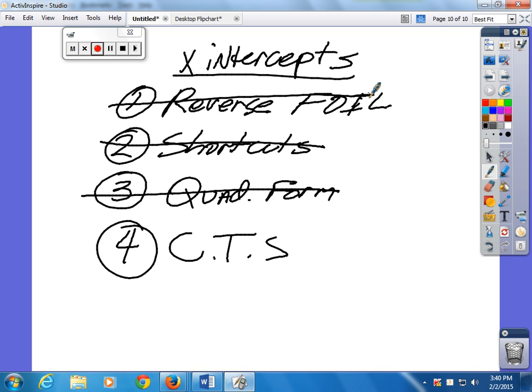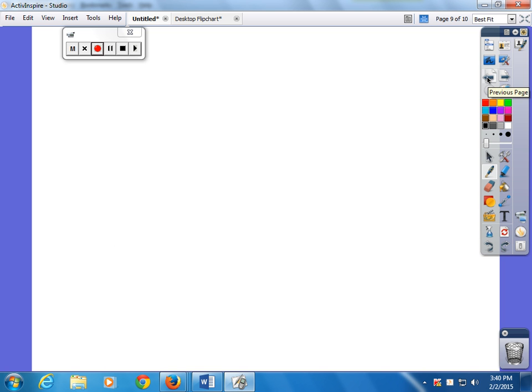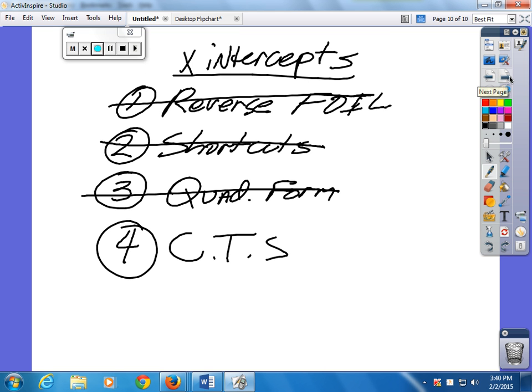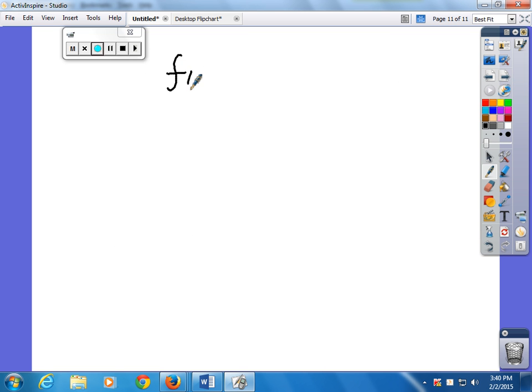Now I realize, I'm a math teacher, got a couple of degrees, I realize that is (x plus 2) quantity squared. I don't need a freshman student telling me that, okay? So I know that. I'm doing it to show you the relationship. So, f of x is equal to x squared plus 4x plus 4.